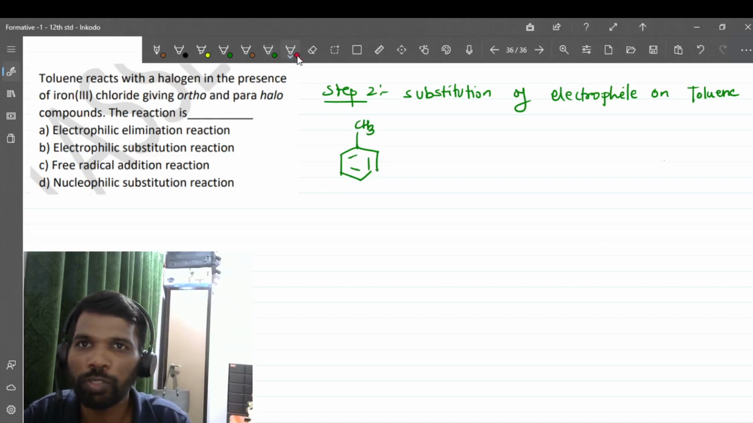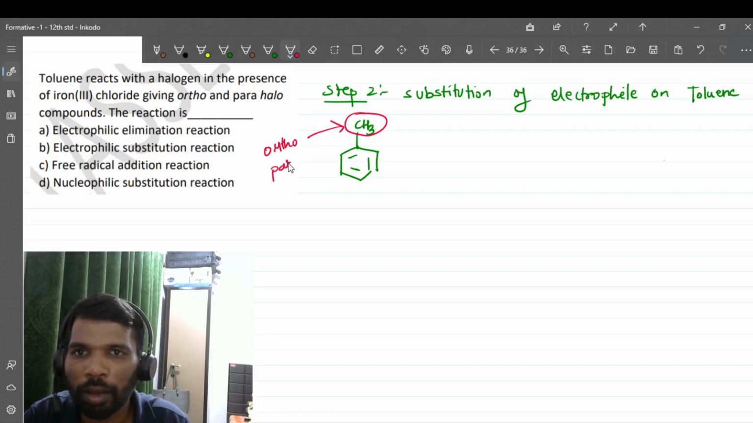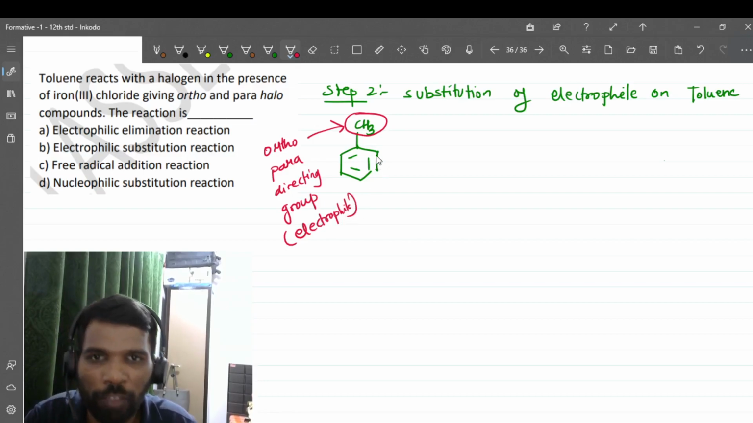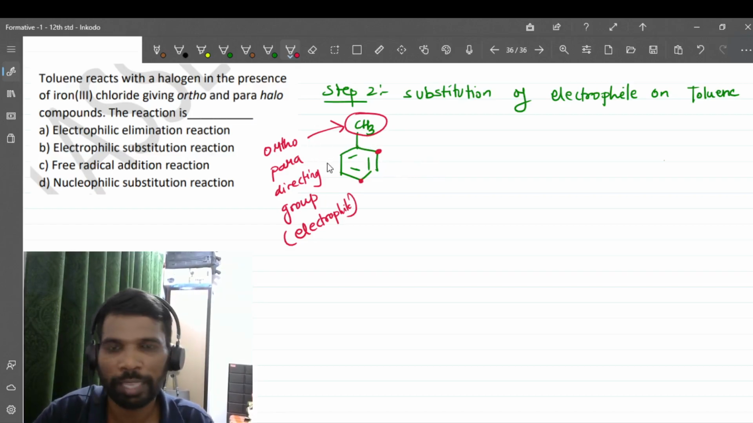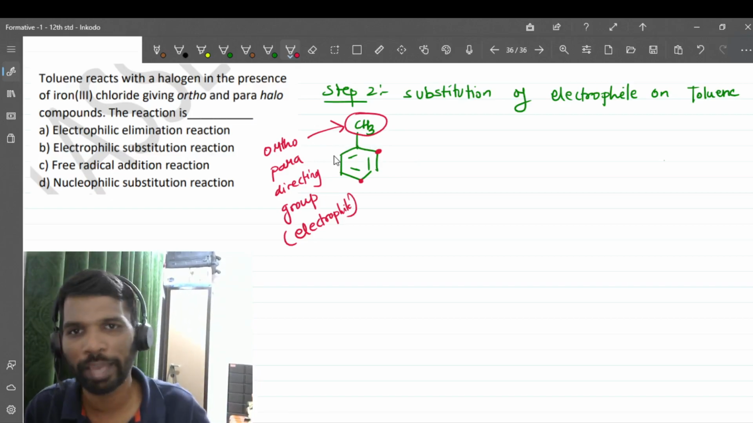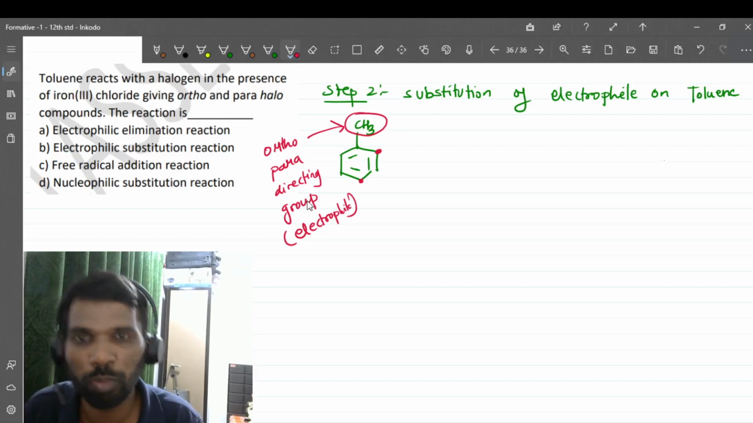So what is toluene known for? Toluene is known for a directive influence. This is an ortho para directing group for an electrophile. The incoming electrophile will go either at an ortho position or at a para position. There are many groups: alcohol is also ortho para, NO2 is a meta directing group. You just understand this from the basic concept.